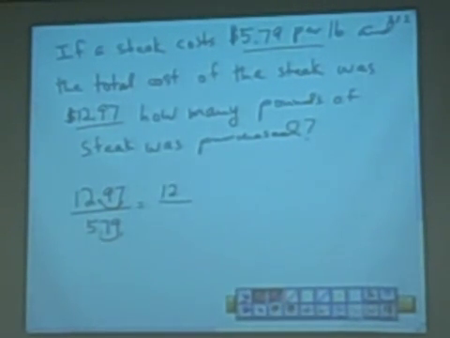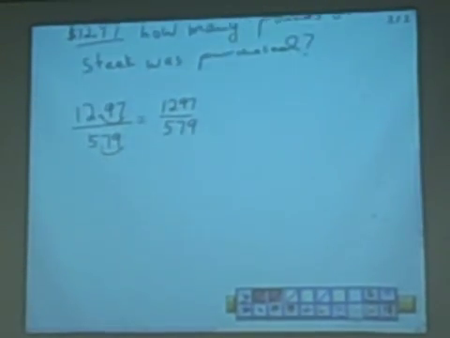So that would be 1297 divided by 579. Okay, so 579, the numerator, goes inside our division symbol. So what do we do first? Bring the decimal point up. Good. Put your decimal point after the 7 and bring that decimal point up. Okay?